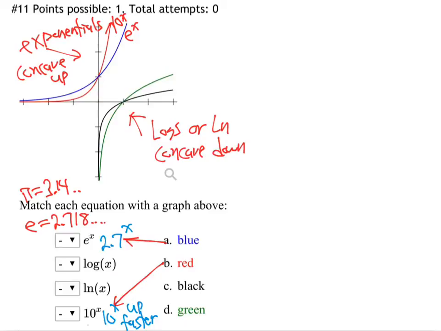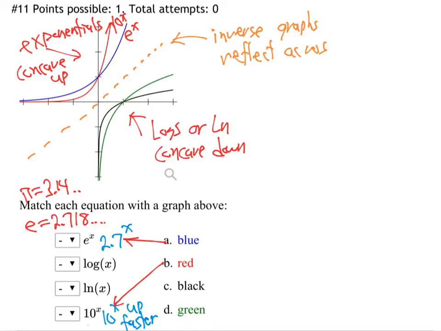Now the other 2 are the log graphs. So how is that going to work? Let me do a nice tricky way to help you with this. Remember, logs and exponentials are inverse functions. So inverse functions, they reflect across that diagonal line. Let me write a note on that. Inverse graphs reflect across the diagonal line y equals x.